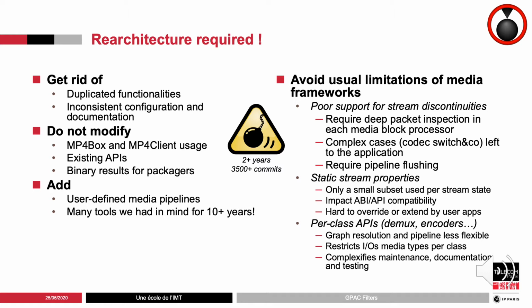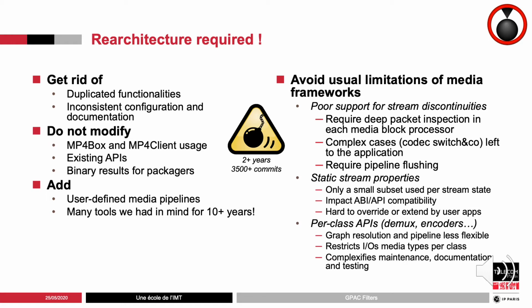And most of the time, the complex cases, such as codec switch or removal, are left up to the application. And we wanted that to be completely automatic in the new architecture without requiring a pipeline flush. The other issue we found was that we were using static stream properties, such as codec width, height, and so on, but only a small subset of those properties are used for a given stream state in time. Typically, encryption might be used at some point, but then no longer used, and you still carry on encryption properties.